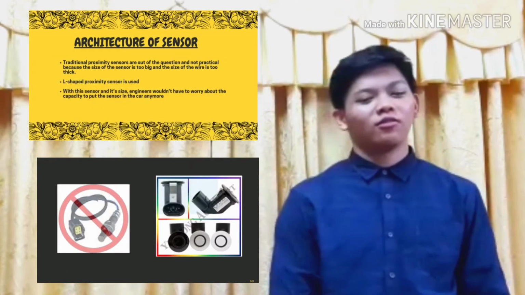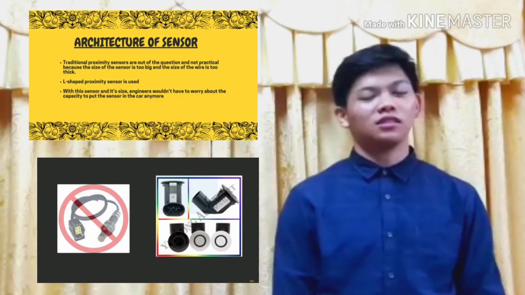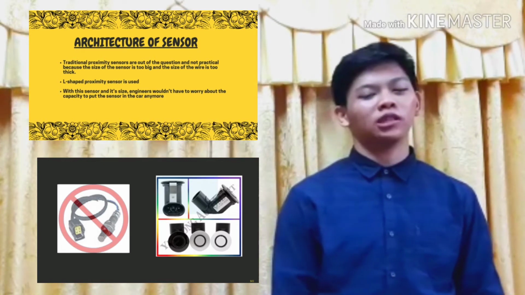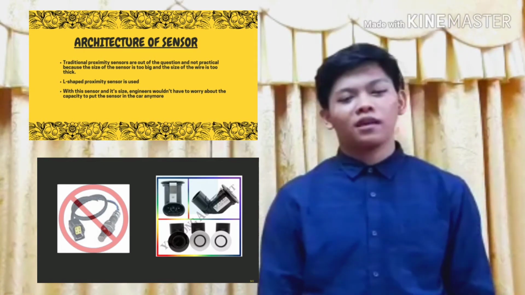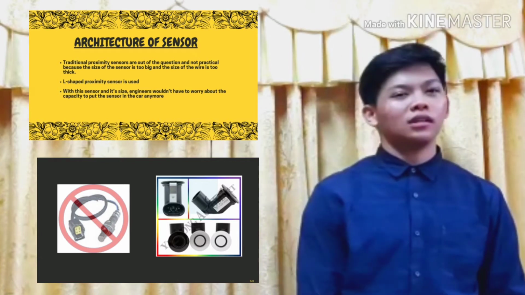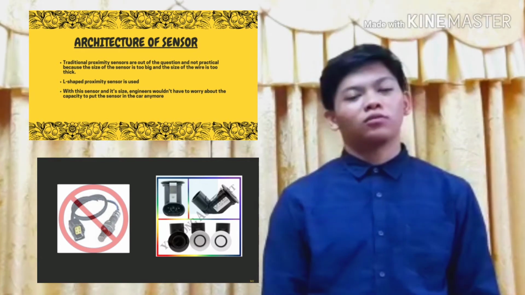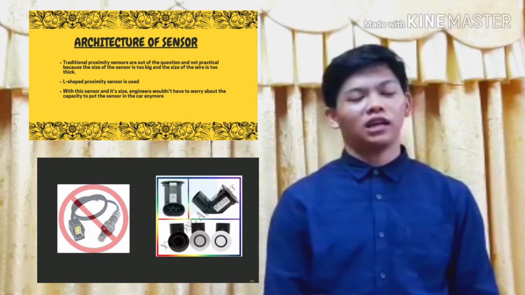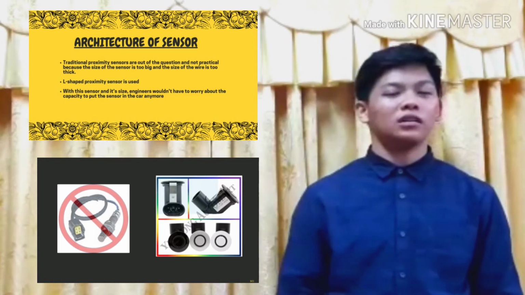Right now I want to talk about the architecture of the sensor. An L-shaped proximity sensor is used in the car because its size is very suitable to put in the car. The traditional proximity sensor can't be used because its size is too big and the wire is too thick.